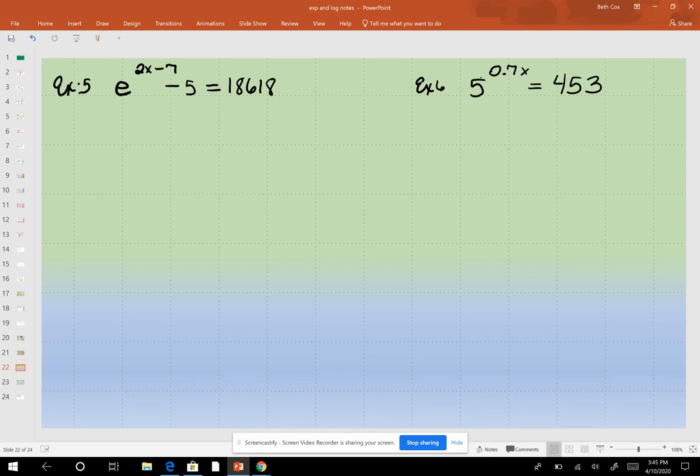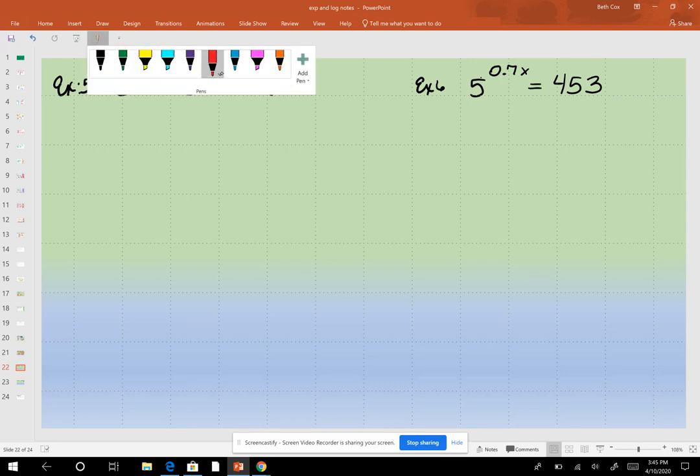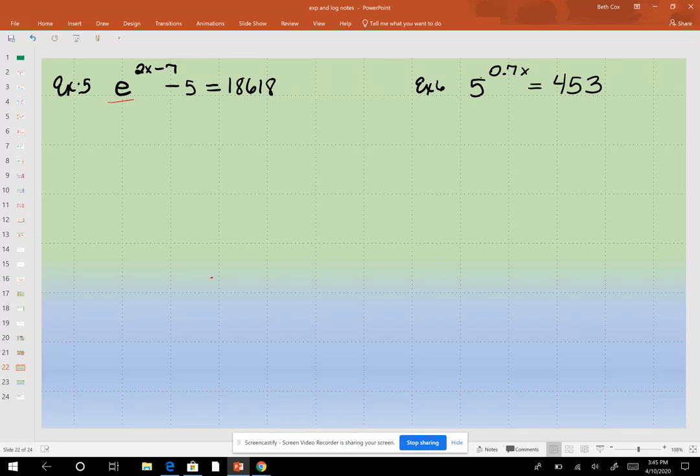We're going to isolate the exponent part. Now in this particular problem, if you'll notice, the e is the only thing with an exponent. So we're going to isolate it by, first of all, adding 5 to both sides. And so that's going to give me e to the 2x minus 7 is equal to, hopefully, 18,623. Or at least that's what I hope it is. All right. And then we're going to natural log both sides.